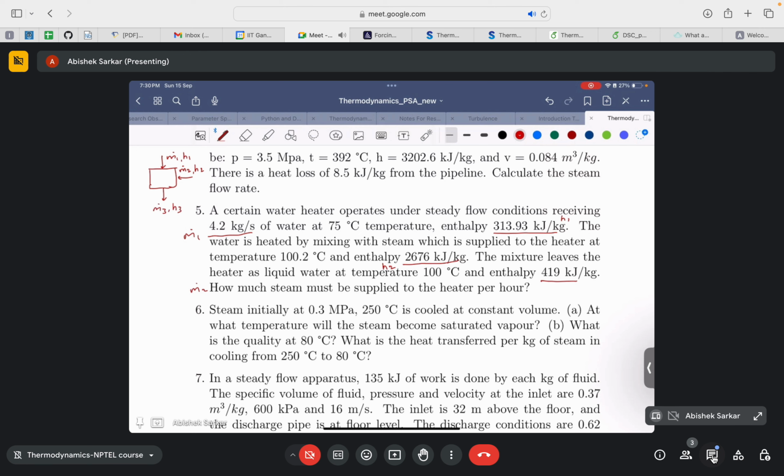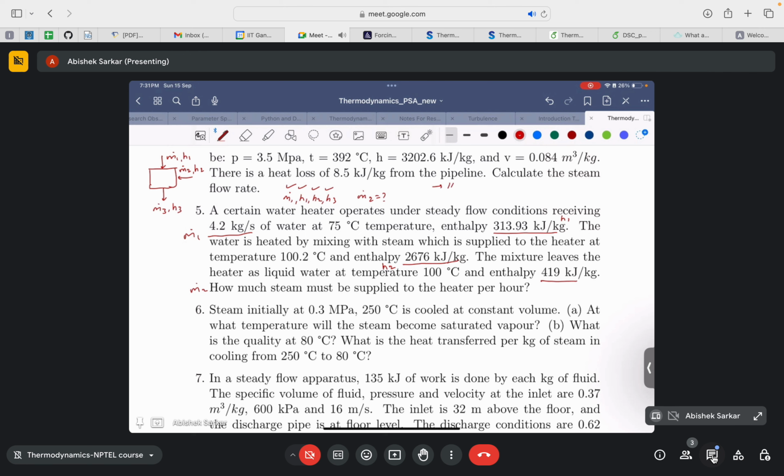enthalpy of h3. So the key terms to know here is that m1 dot, h1, h2 and h3 are given. So the question is to find m2 dot. Okay, so I'll give you one clue. First clue is to use the governing equations for a heat exchanger, because this is essentially a heat exchanger.